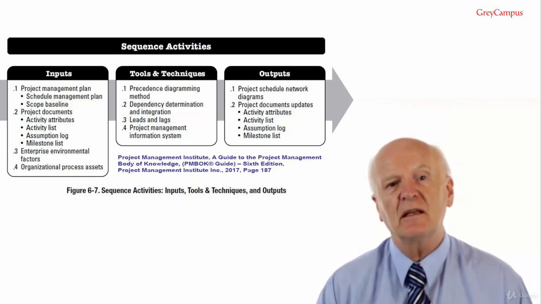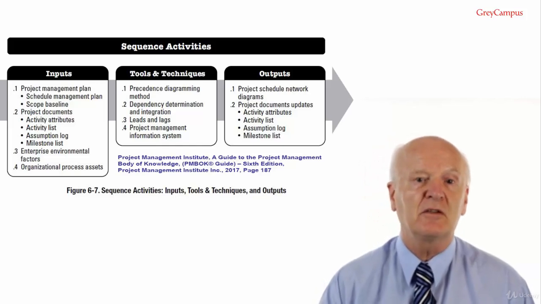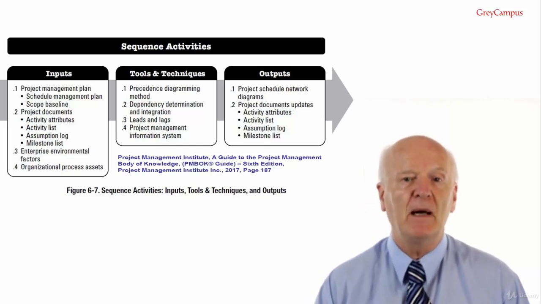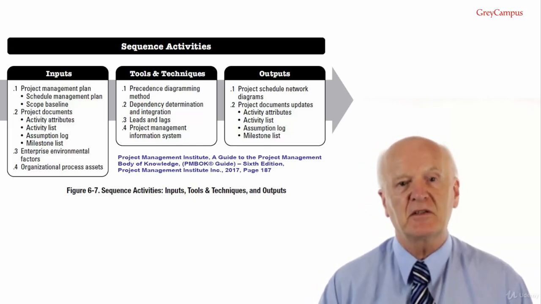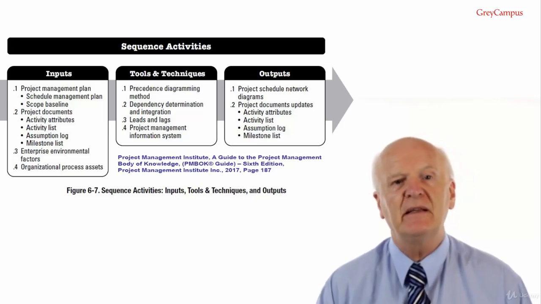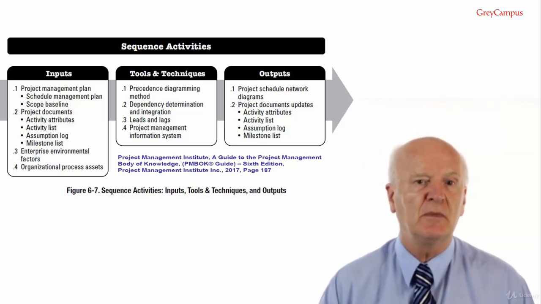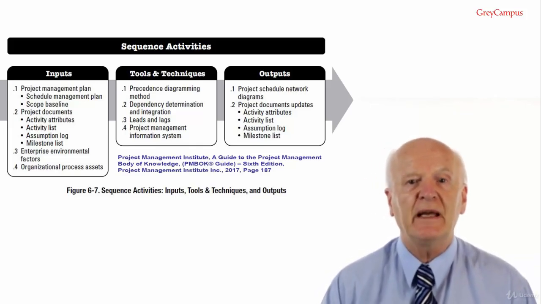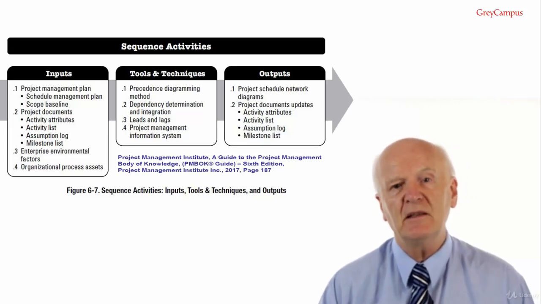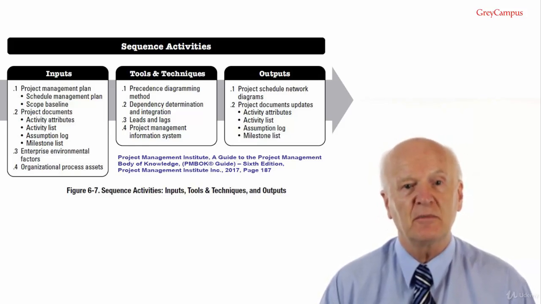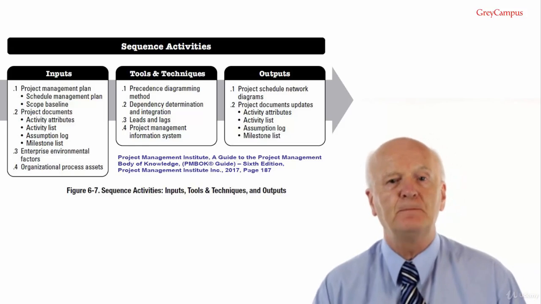So we're talking about tools and techniques number 2, dependency determination and integration. Dependencies may be characterized by the following attributes: mandatory or discretionary, internal or external, but they can have only 2 attributes at any time. It's worth remembering this list for the exam. Also note that it is the project team that will determine the dependencies among the sequence activities process. Mandatory external dependencies, mandatory internal dependencies, discretionary external dependencies, or discretionary internal dependencies. Now let's have a look at them in detail.